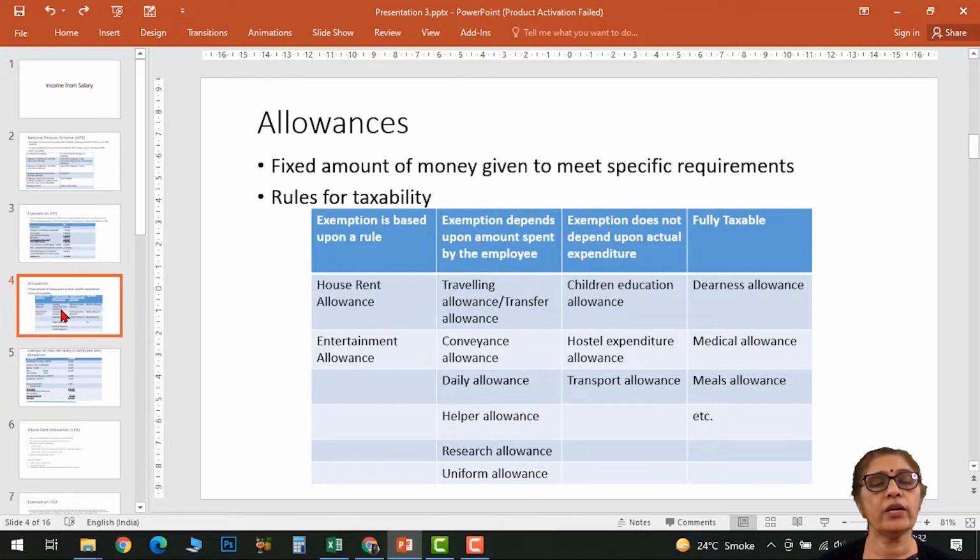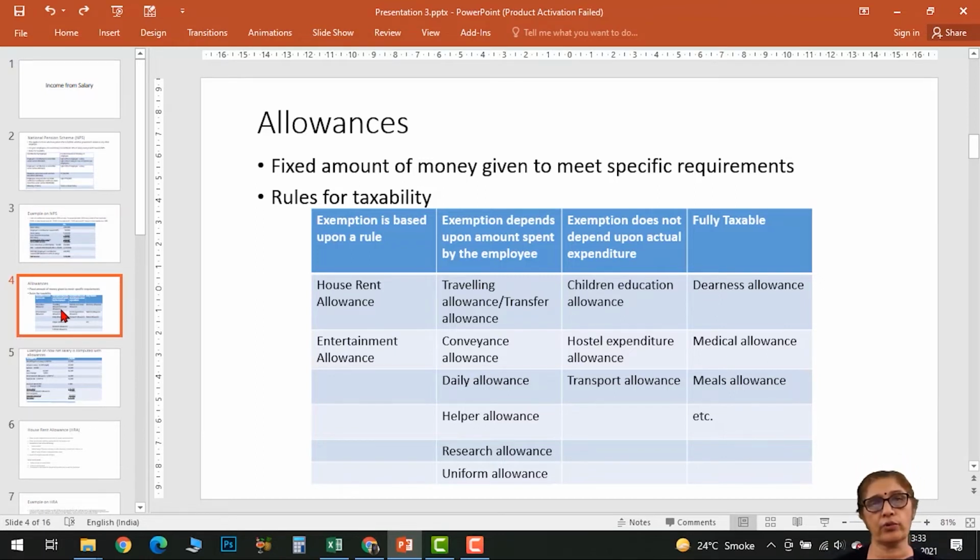Allowance is always given in cash. You never have allowances in kind. Perquisites can be in kind. Allowances are always in cash, and it's a fixed amount. And why do you get an allowance? It's a kind of reimbursement, you can say. It's not a reimbursement, but it's something that you get to meet certain expenses, certain specific requirements.